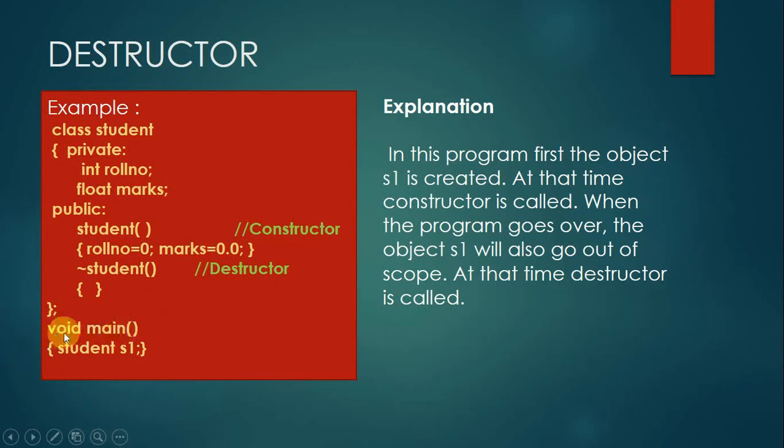So let us see how it will work. In void main, I'm creating an object S1 of type student. When I create an object, the constructor will be called and the data members will be assigned the default values. Now the program has ended here. When my program ends here, or when the scope in which the object is created expires, the object also goes out of scope. And when the object goes out of scope, the destructor function will be called. So in this case, when the program ends, the destructor function will be called. Although I'm not doing anything in this destructor function, it will be called.